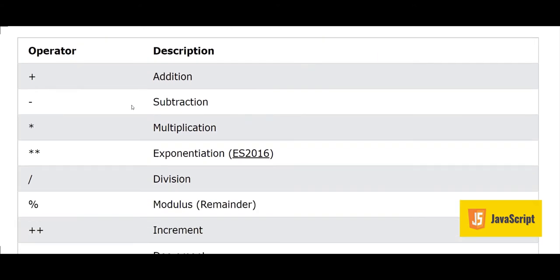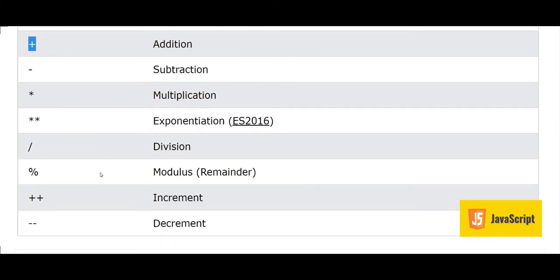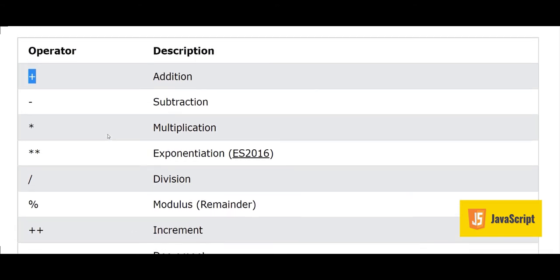These are our arithmetic operators: addition, subtraction, multiplication, exponentiation, which was added in 2016, division, remainder division, like modulus, increment and decrement. So these are our arithmetic operators and they perform arithmetic on numbers, literals or variables.